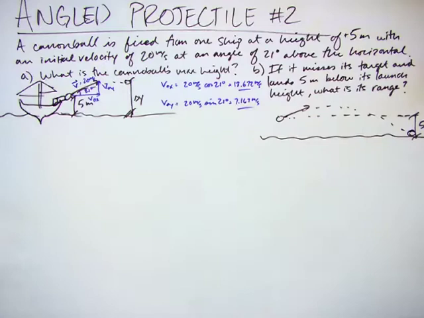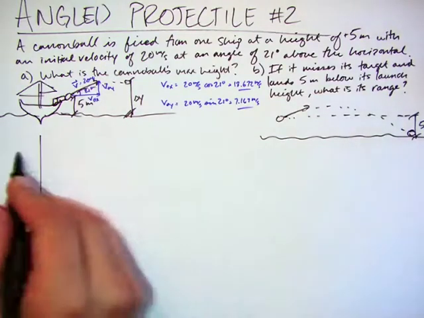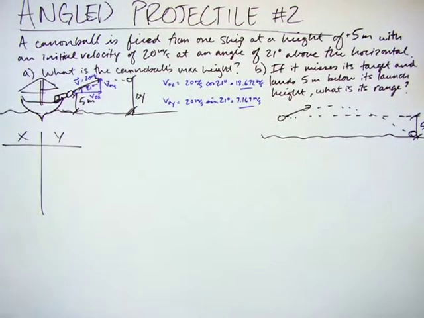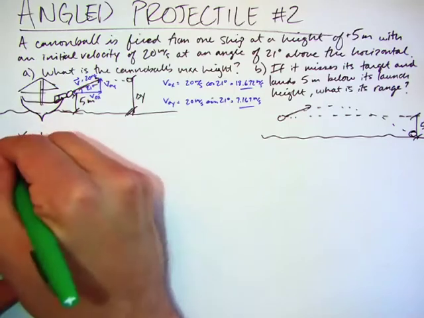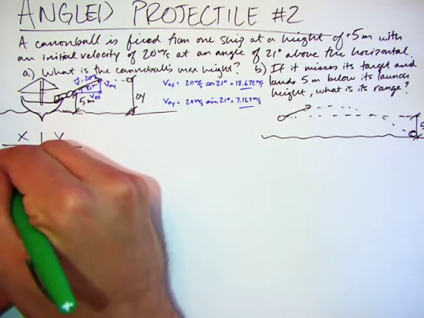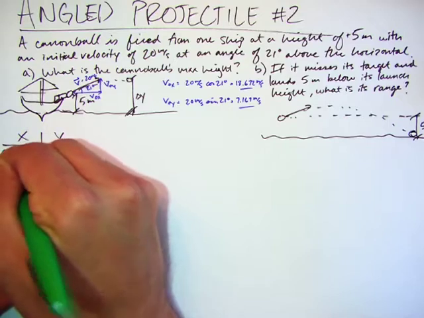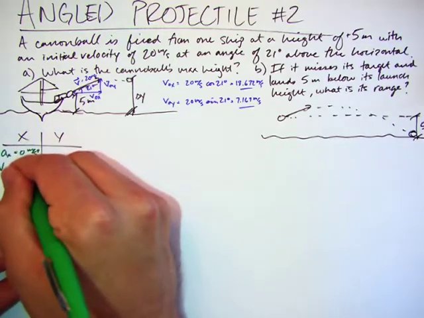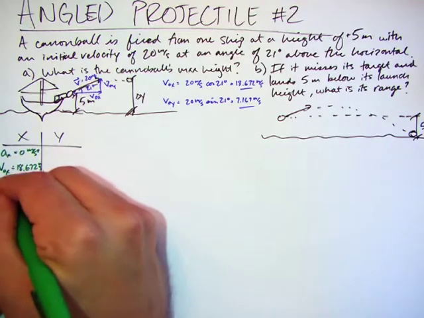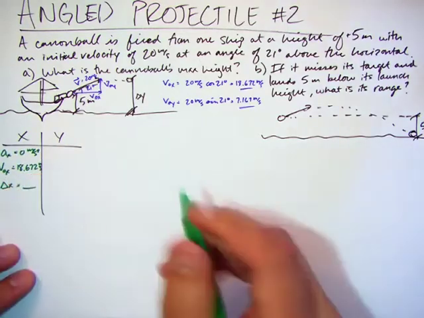Okay, now let's break it into our parts, x and y. X parts, y parts. Alright, let's try to get color-coded here. I haven't been doing a good job of that. We'll do x in green. What do we know about x? We know ax is 0. We know v naught x is 18.672 meters per second. We do not know delta x.